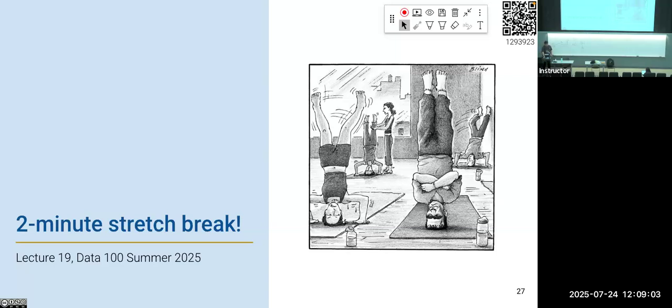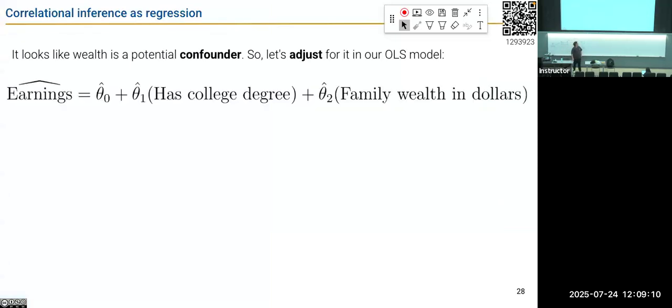Okay, let's continue. All right, so confounders. What do we do with confounders? Well, one thing we can do, when we have these confounding variables, is just to account for them by adding them to our regression model.